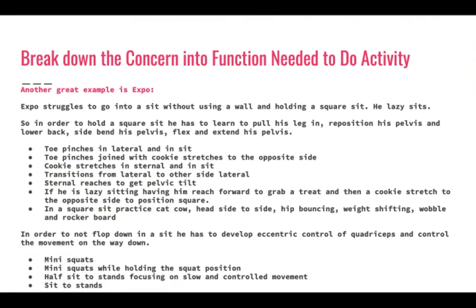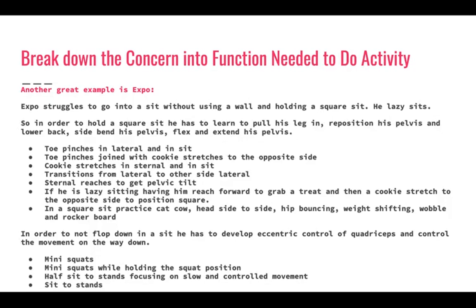So another example is Expo, who you guys saw this week. Expo is the one that motivated me or gave me the idea that, oh, we should probably put together a webinar on this. So Expo's mom came in and she was very specific on what she wanted us working on. She said Expo had a hard time going down into sit, and when he would sit, he would use the wall to kind of slide down, and he was always lazy sitting. So obviously we don't have a treatment plan already made or a protocol to follow for how we're going to correct that. So I just wanted to walk through my thought process on how I came up with Expo's treatment plan to work on over the next few sessions.